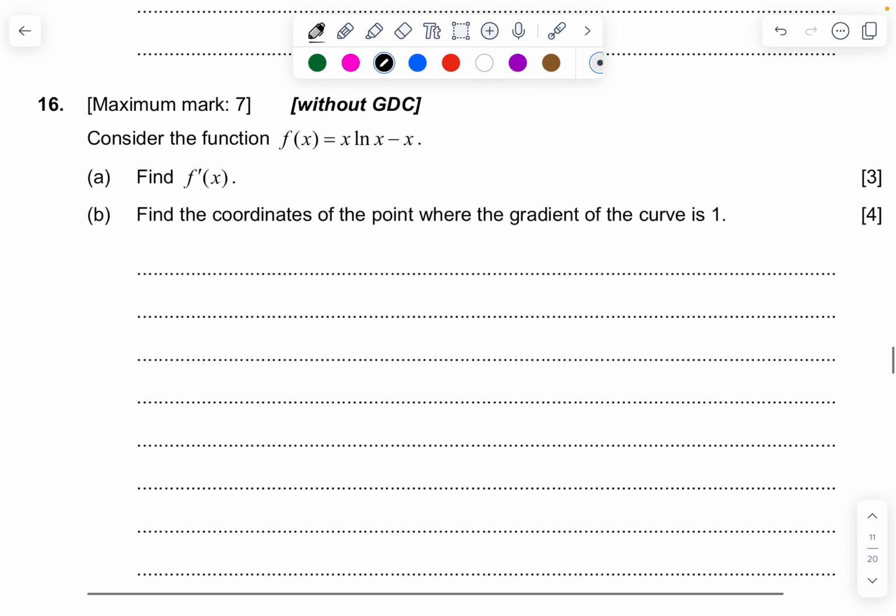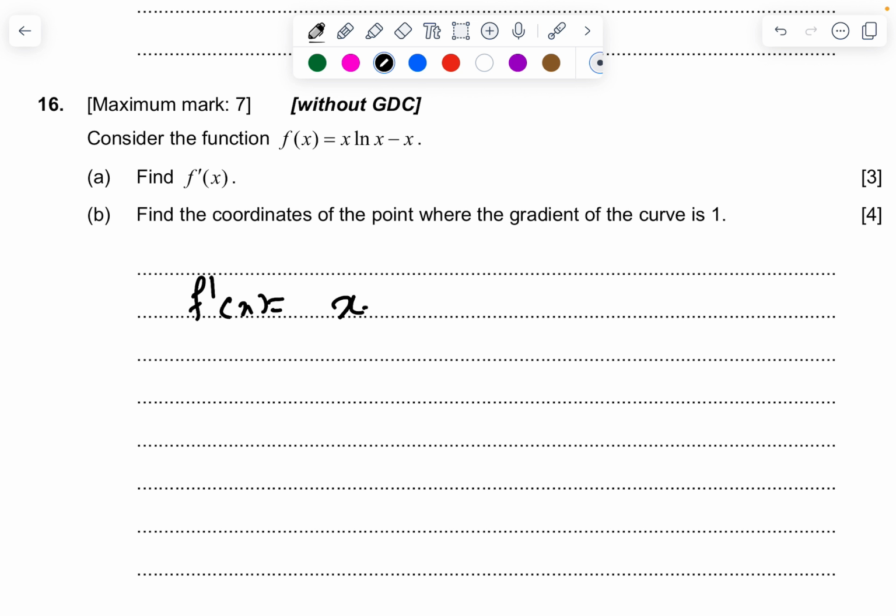Question number 16. f prime x will become x times the derivative of ln x, which is 1 upon x, plus ln x as it is. x's derivative is 1, minus 1. So the 1 and 1 cancel, and again the whole 1 and this 1 cancel, and my final answer is going to be only ln x.